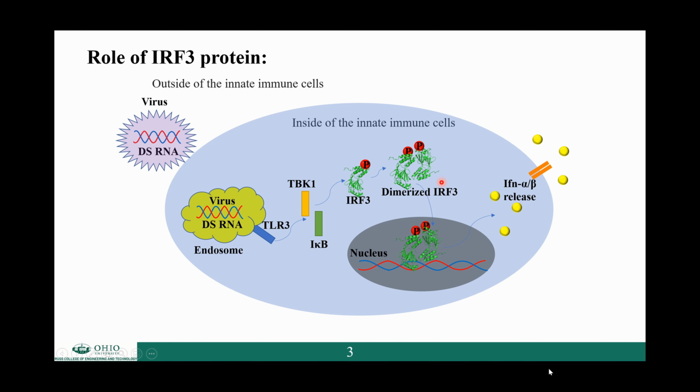So as you can see, the dimerization of IRF3 in the whole cycle is a very important step, and researchers showed that aberrant activity of this dimerization results in many diseases such as diabetes, cancer, and autoimmune disease.